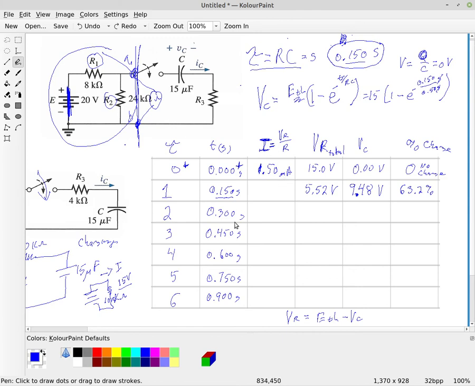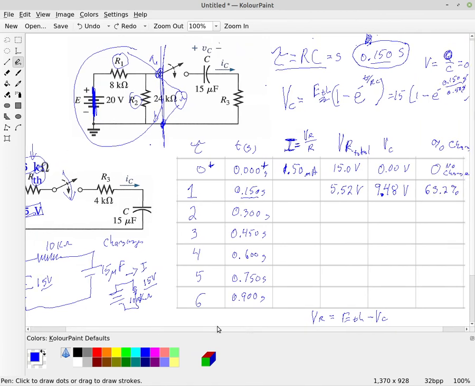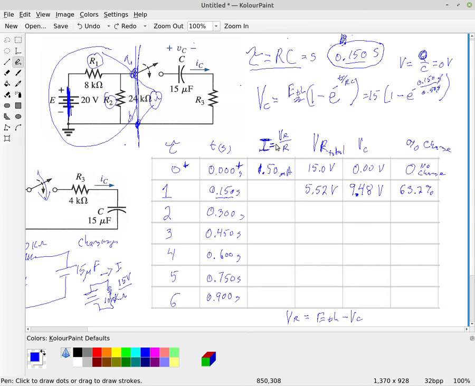We know it's a series circuit. We're looking at this modified circuit down here. It's a series circuit, so it's the same current everywhere. So the current through the resistor is the current going into the capacitor. And so that current then becomes 552 microamperes. Okay, so the current has dropped by 63%.